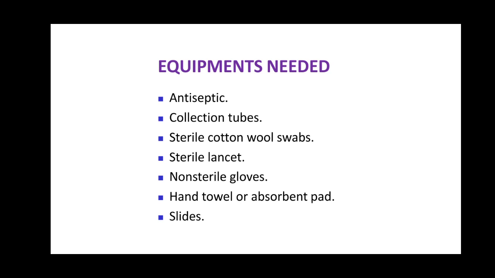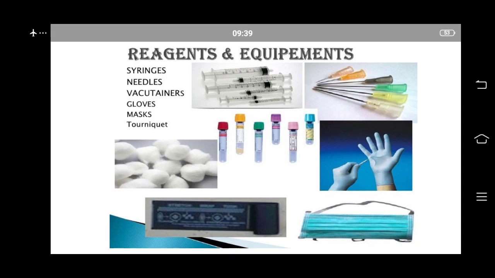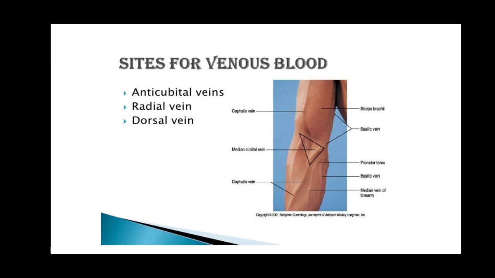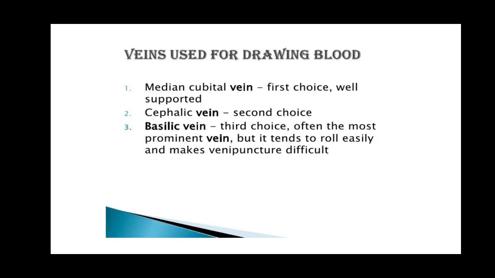After drawing blood from the patient, we need all these equipment, and the sterile lancet, and non-sterile gloves have to be worn, and a hand towel or absorbent pad. And the slides, if at all a smear has to be done, and the reagents. The sites for the venous blood will be antecubital veins, radial vein and dorsal vein.